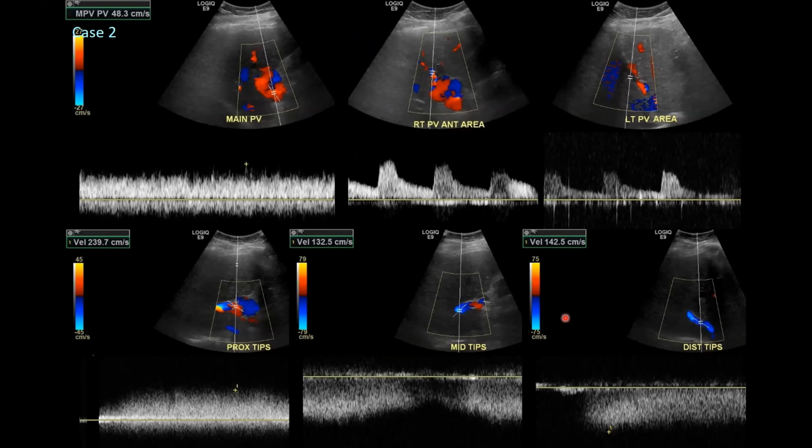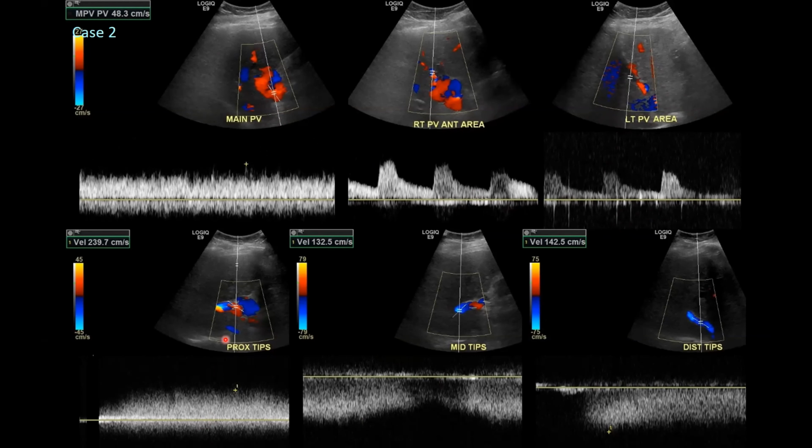Okay, case 2. Here we go. Main portal vein 48. That's good. It's greater than 30. We're not going to stop there, though. The right portal vein, we're not seeing flow very well. Maybe there's a little bit, probably is here, but it's going below the baseline, so it's going away. Here on the left portal vein, the flow is not well seen at all. In fact, we're not seeing it.